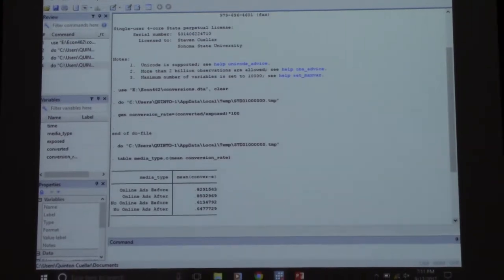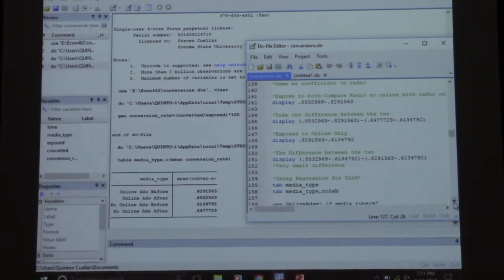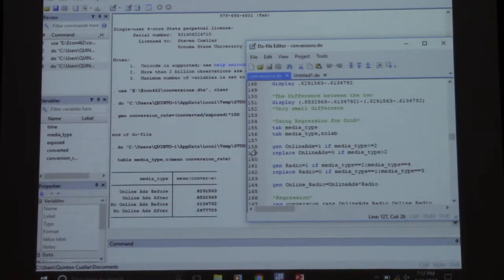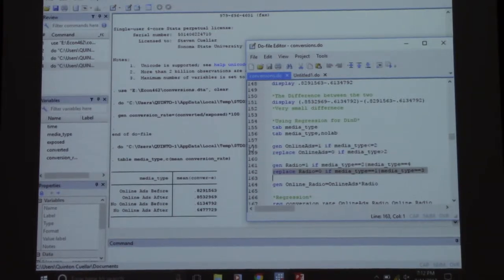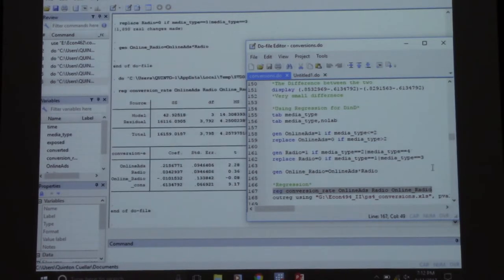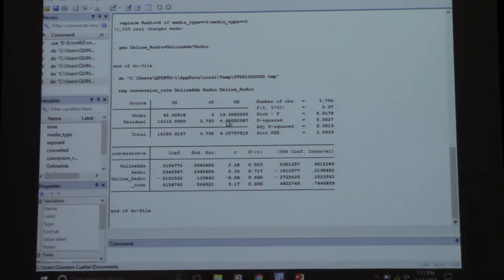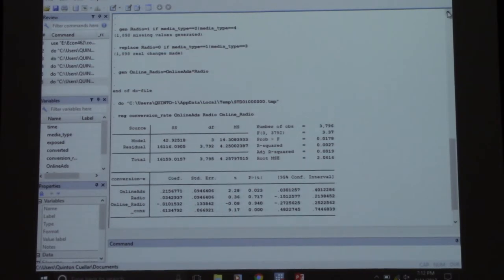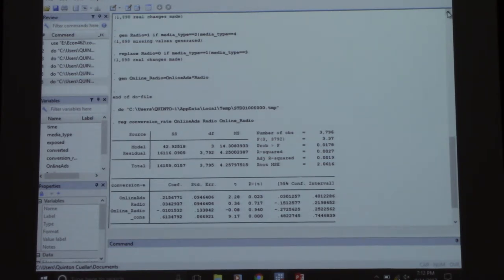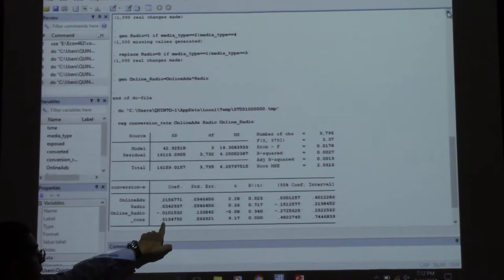So we run our regression. And okay, we need to do all that stuff. So we generate our online, we generate our radio, we generate our interaction. Okay, piece of cake. And then we run this relatively simple regression. And then we just look at the coefficients. So, again, no online ad, so this is zero. No radio, no vote. So when everything's zero, I've been exposed to nothing, and that's that base category, 0.61, right?